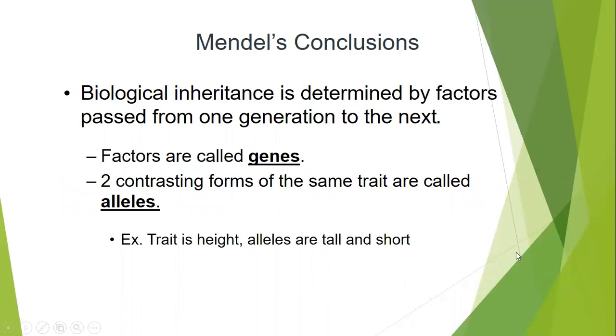So biological inheritance is determined by alleles being passed from one generation to the next. These alleles are found on genes, and every gene has at least two alleles. For right now, we're going to only focus on two, but later on, you're going to find out that there sometimes can be more than two alleles for a given trait. But for right now, because we are talking about very simple traits and peas have very simple traits, we're just going to talk about there being two alleles.